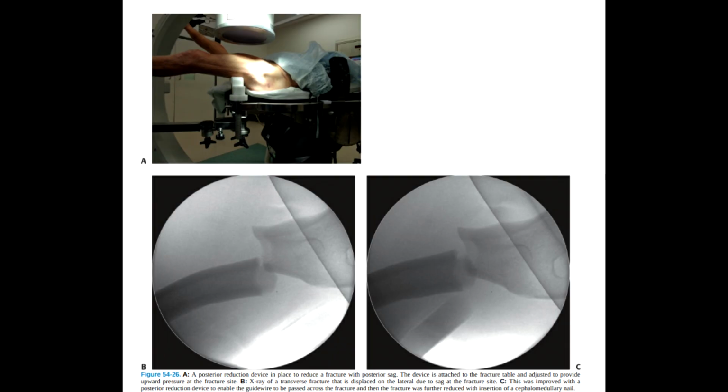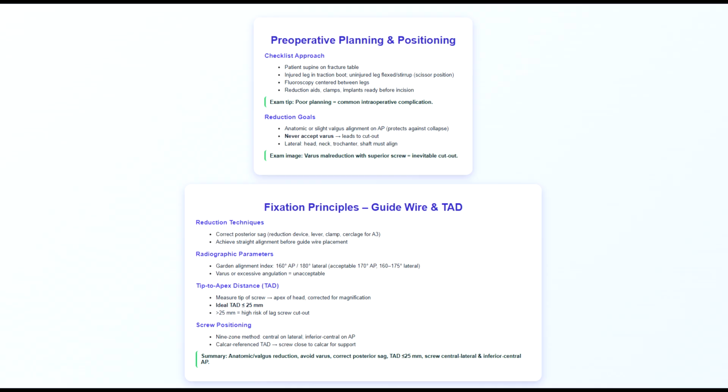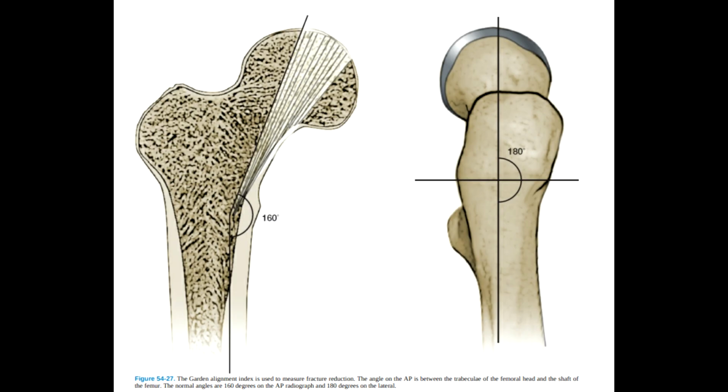Once reduction is achieved, the positioning of the guide wire becomes the next decisive step. Proper reduction is a prerequisite for correct wire placement. If the fracture is left in varus, the guide wire will inevitably be placed too superiorly, resulting in an unacceptable position. Radiographic parameters guide this step. The Garden Alignment Index, Figure 54-27, provides a useful reference. 160 degrees on the AP and 180 degrees on the lateral are normal. Acceptable reduction allows a range of 170 on the AP and 160 to 175 on the lateral, but varus or excessive angulation is never acceptable.